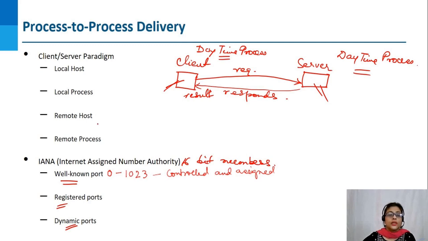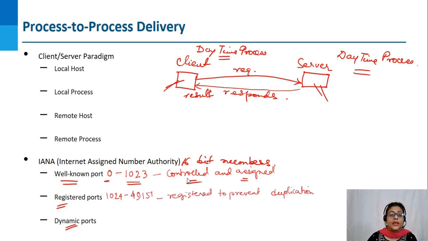So well-known ports start from 0 to 1023. These are controlled and assigned by the Internet Assigned Numbers Authority, or IANA. Next, we have the registered ports. These ports are numbered from 1024 to 49151, and these are registered. These are not controlled and assigned by IANA, but are registered just to prevent duplication.